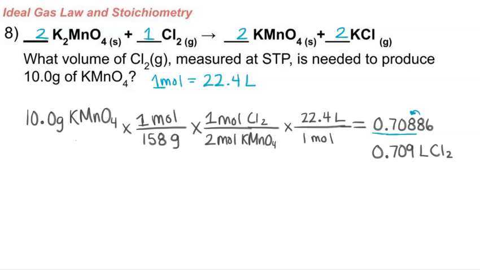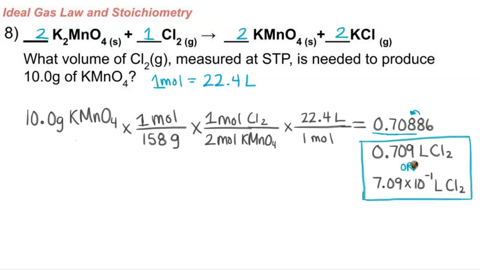You also could write this in scientific notation and write 7.09 times 10 to the negative first liters of Cl2. Either way would be acceptable. And so either of these answers is perfectly all right, either in scientific notation or in standard notation.